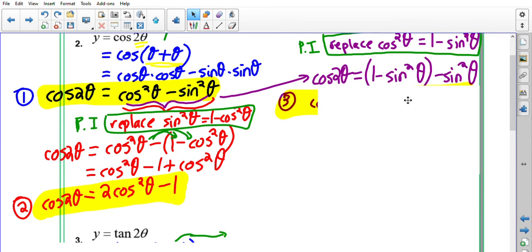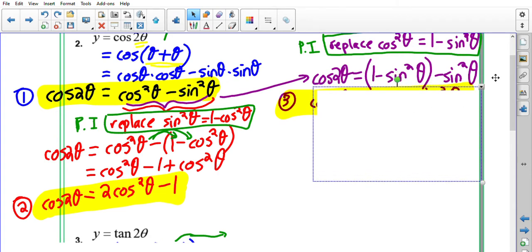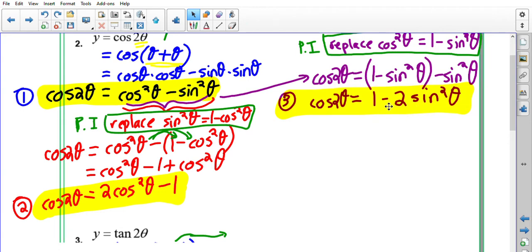So in this case, no negative is being multiplied in, so we can actually just drop the brackets here. You're going to be left with 1, and then we're going to collect like terms here. So we're going to have minus 2 sine squared theta. And that is our third and final variation of cos 2 theta. So 1 minus 2 sine squared theta, and 2 cos squared theta minus 1.